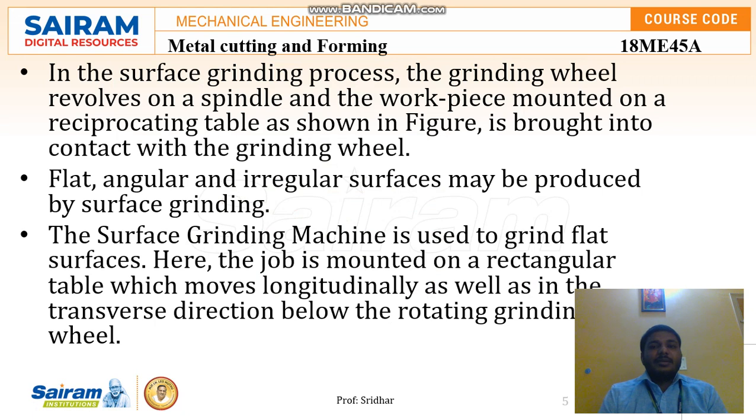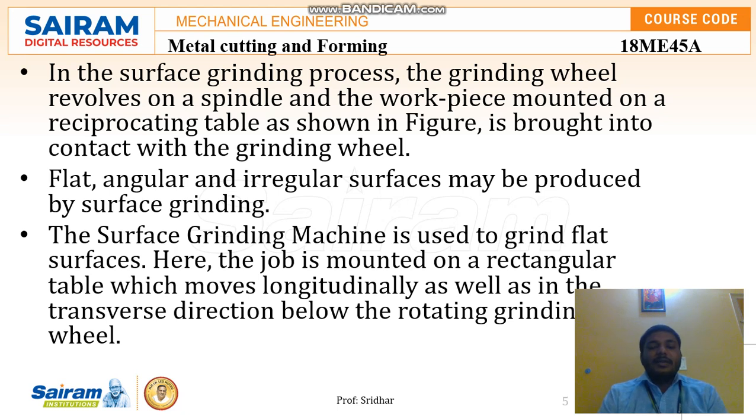In the surface grinding process, the grinding wheel revolves on a spindle and the workpiece is mounted on the reciprocating table, as we have discussed in the figure, and it is brought in contact with the grinding wheel. Flat and irregular surfaces may be produced by surface grinding, and the grinding machine is also used to grind a flat surface. Here the job is mounted on a rectangular table which moves longitudinally as well as in the transverse direction below the rotating grinding wheel.